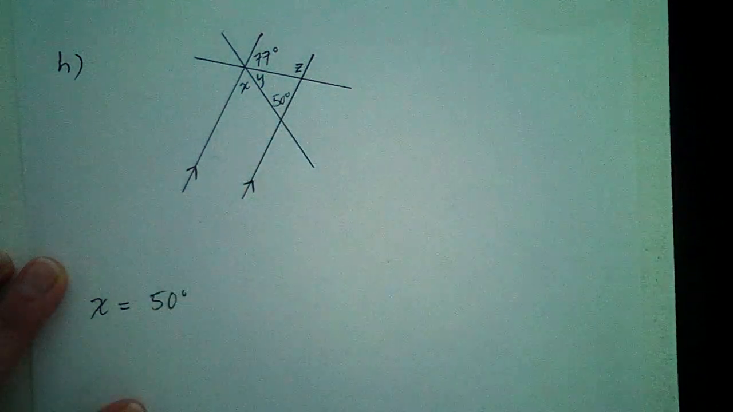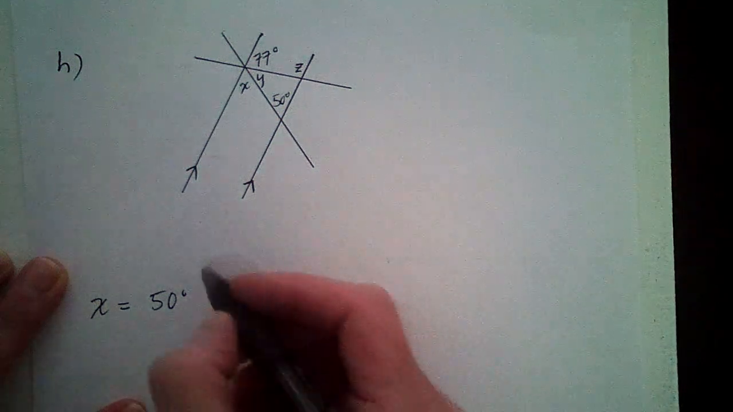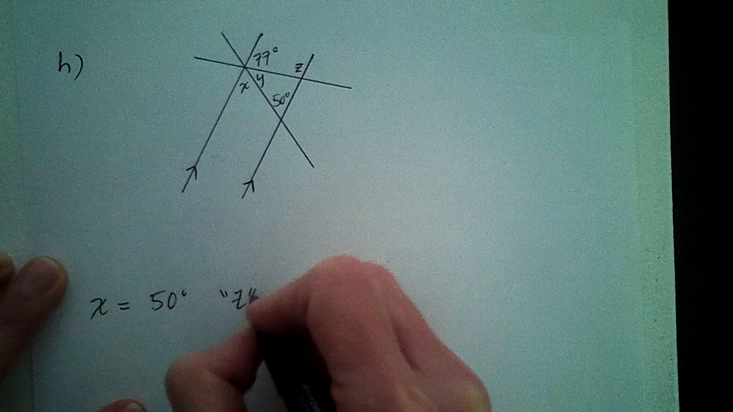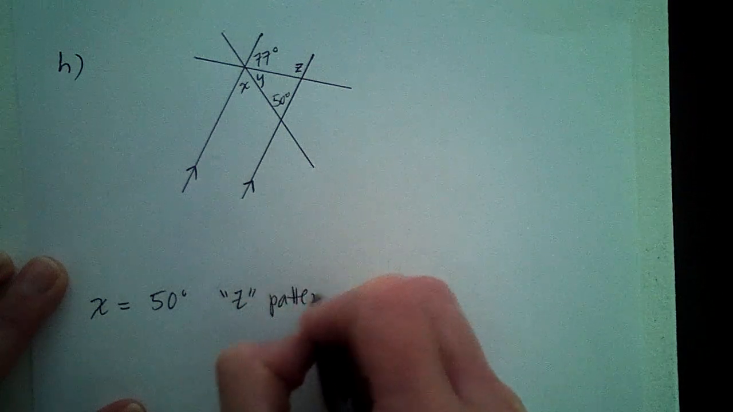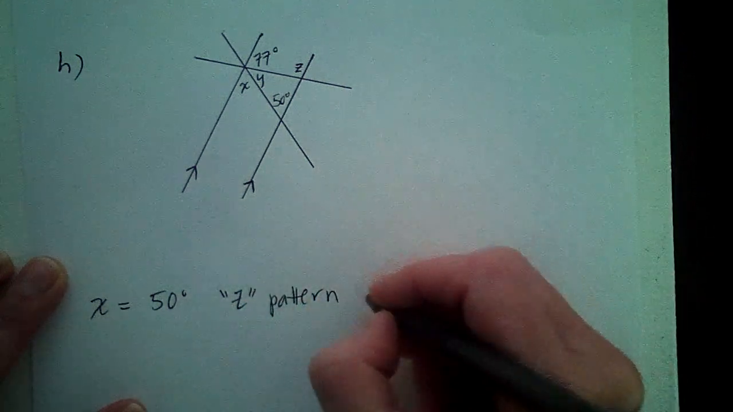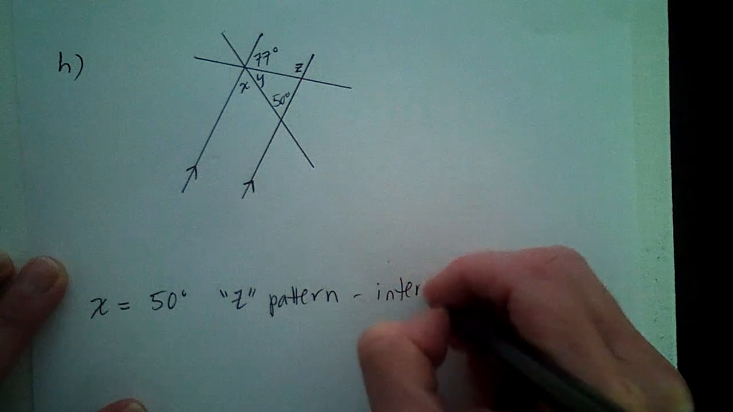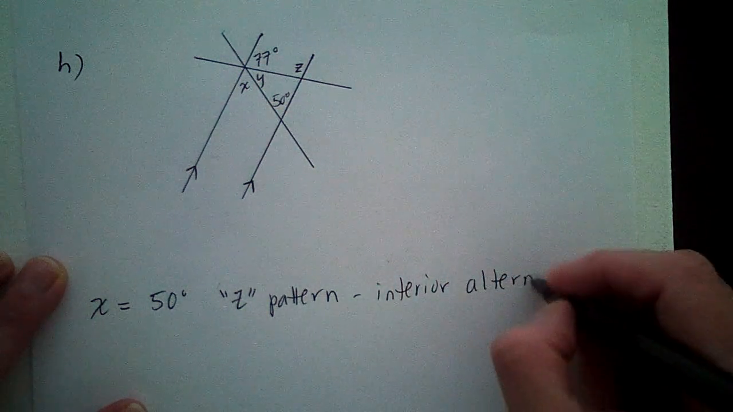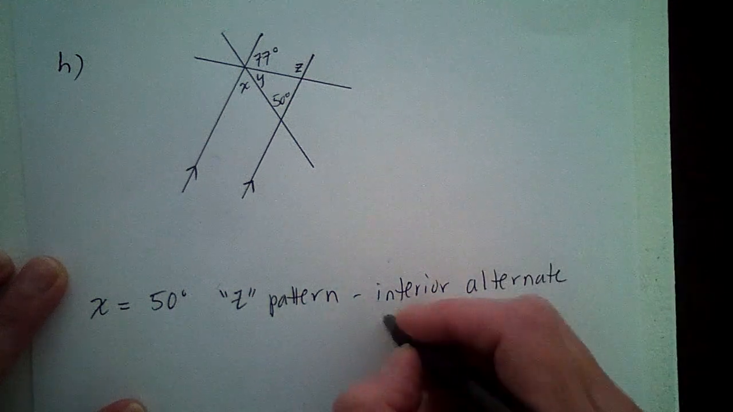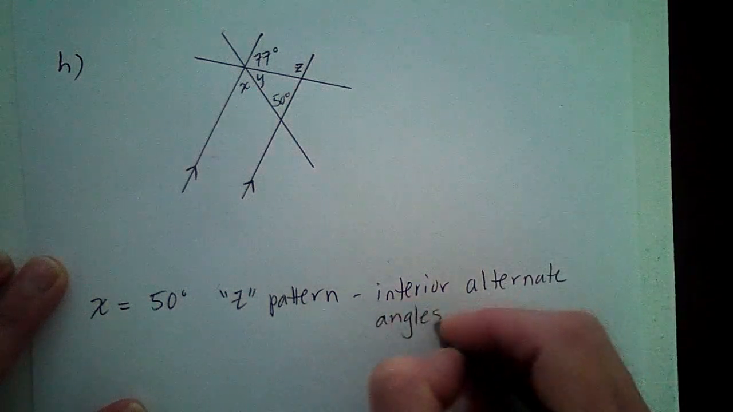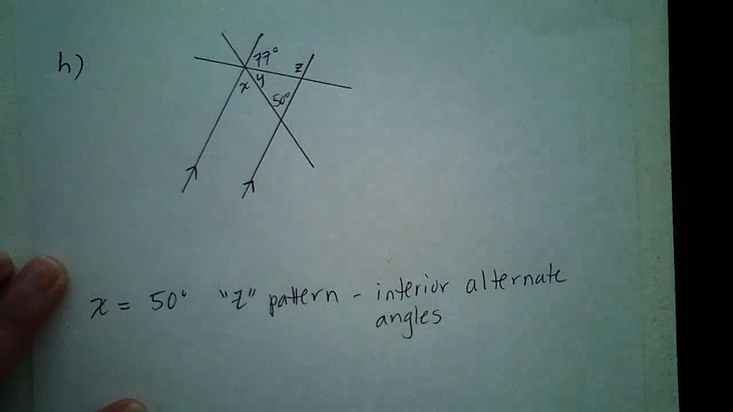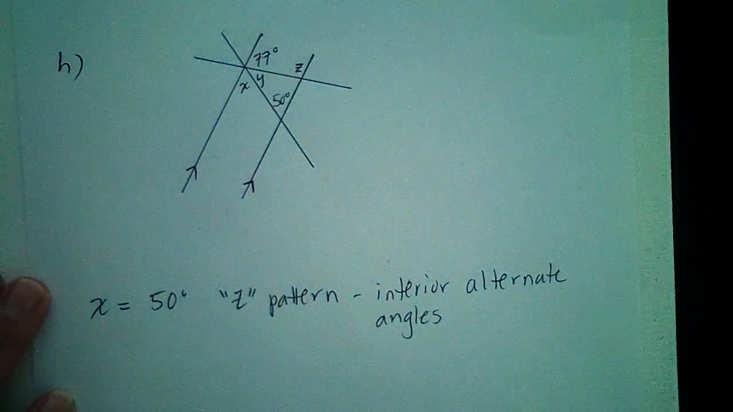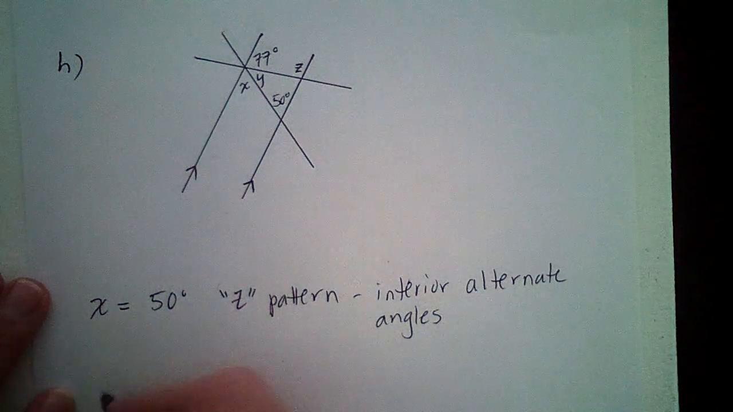Okay, and if I wanted to write my reasoning, I would write Z pattern. And I could write the fancy words, interior alternate angles. Okay. All right, so now I'm going to go to Y, and I could find Y a couple of ways. I'll explain the second way later.